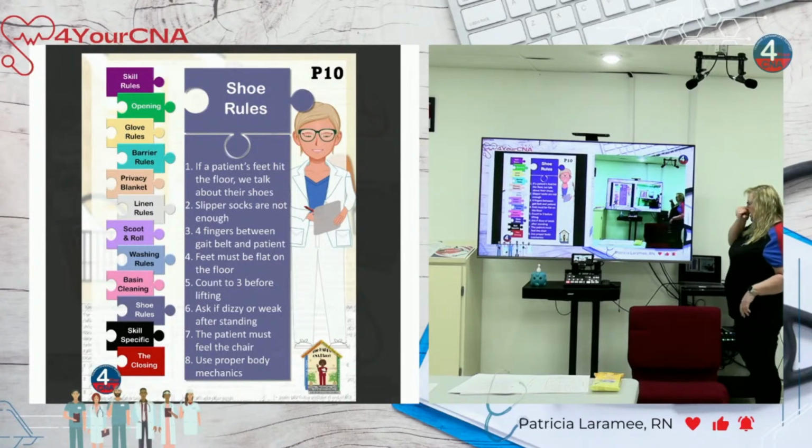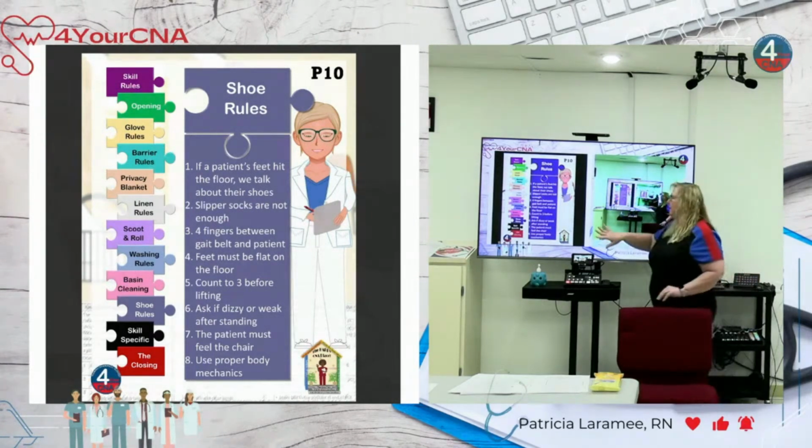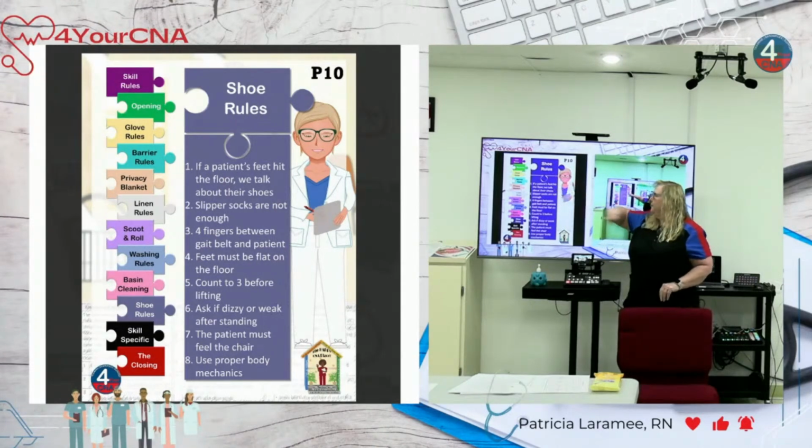So we're going to learn some new shoe rules. Now, we've already learned 1 and 2. If the patient's feet hit the floor, we talk about their shoes. Remember we talked about that with foot care, right? Patients need to have shoes on. We also learned that slipper socks are not enough because they don't protect against pathogens. And I just told you we're going to use 4 fingers between the gait belt and the patient. So we've got a couple of other things that we're going to learn here.